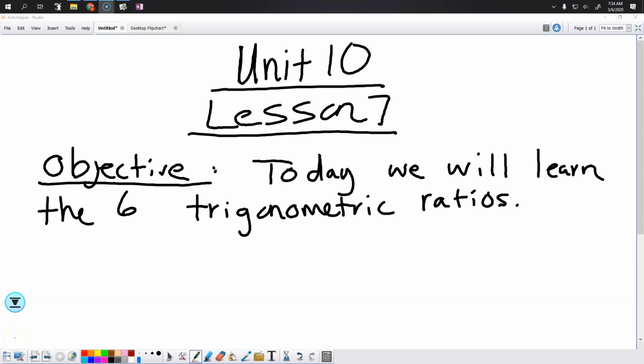Okay, so today, guys, I'm going to introduce you to these things called the trigonometric ratios. Who wants an extra point? Who can tell me what a ratio is? What's a ratio? Yeah, John?